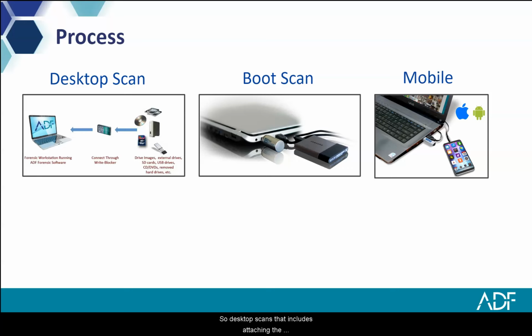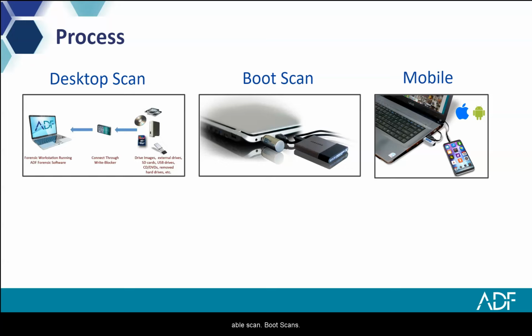So desktop scans, that includes attaching the devices, taking a hard drive out of a computer, attaching it through your write blocker, any USB devices you may have found on scene, attaching again through your write blocker to your forensic machine. Any images, maybe you've imaged something, you can scan it here as well. So anything you can attach to or put through your desktop computer or your forensic machine, you'll be able to scan.